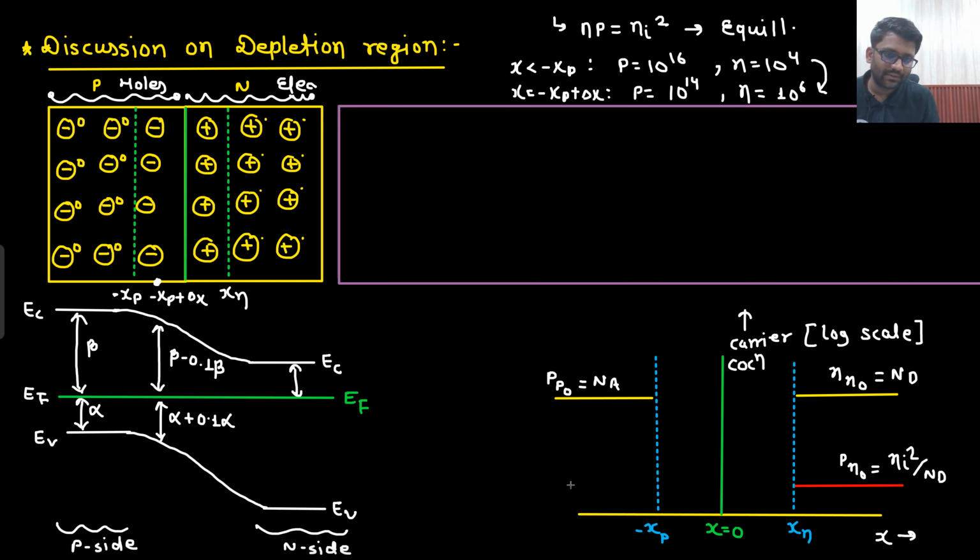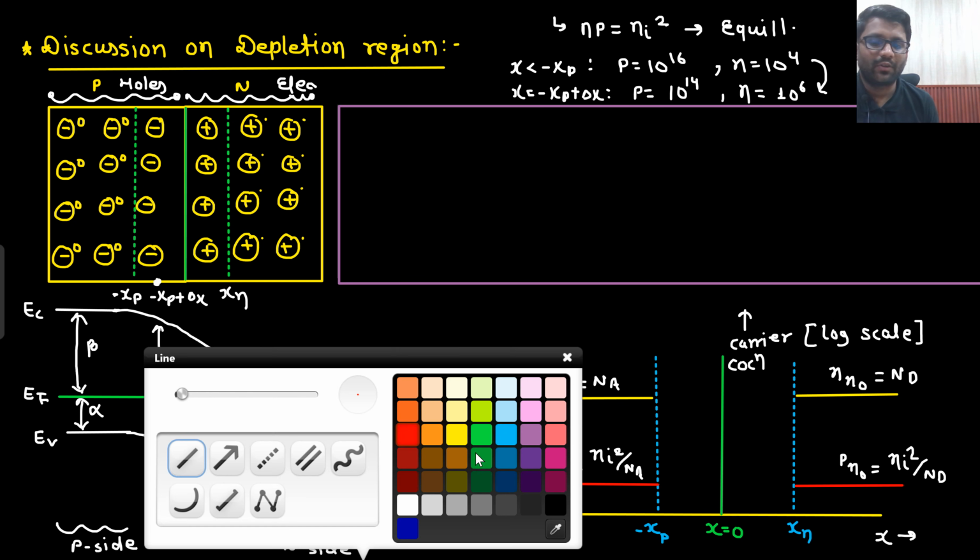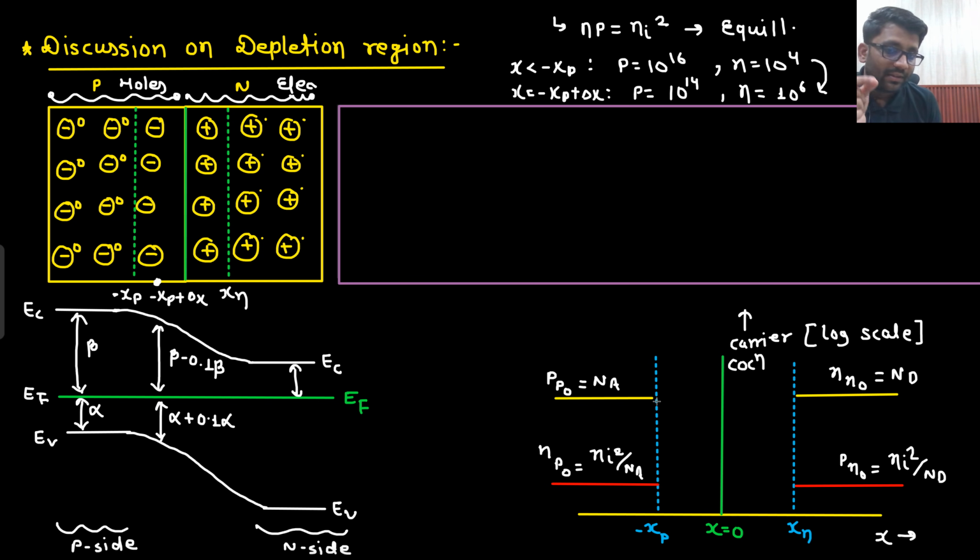And sir, here as well, the number of electrons on the P side under equilibrium was Ni square by Na. Now sir, what will happen in the depletion region? In the depletion region, the hole concentration will decrease and the electron concentration will rise up.